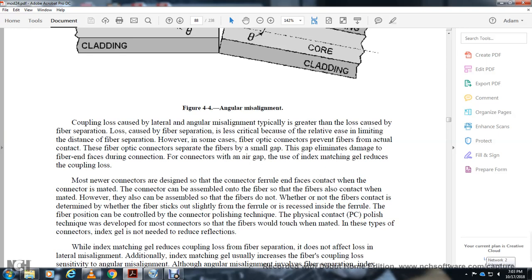Typically, little loss is caused by fiber end separation. Loss caused by fiber separation is less critical because the separation distance is relatively easy to limit. However, in some cases fiber optic connectors prevent the fibers from actually contacting each other and separate the fibers by a small gap. The gap eliminates damage to the fiber interface during connection of the connectors. Connectors with an air gap use index matching gel in the gap to reduce the coupling losses.